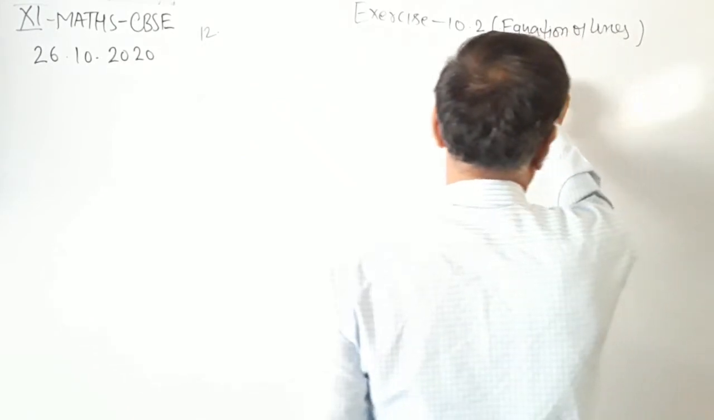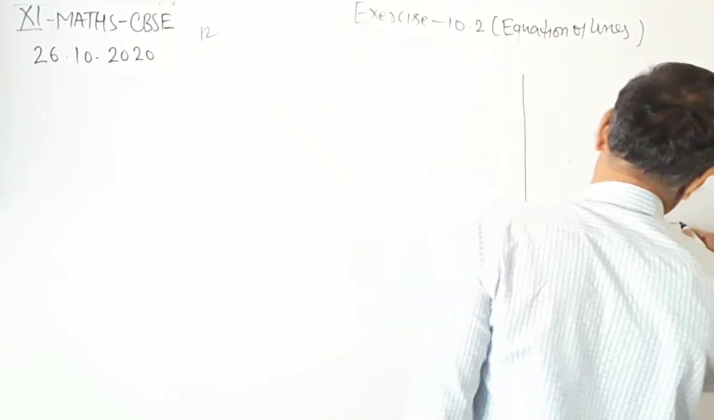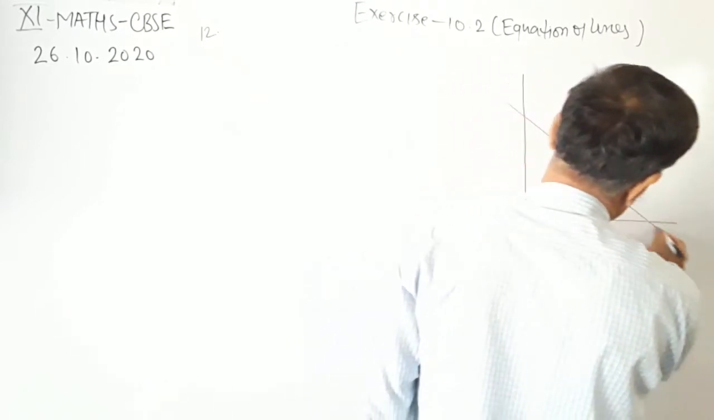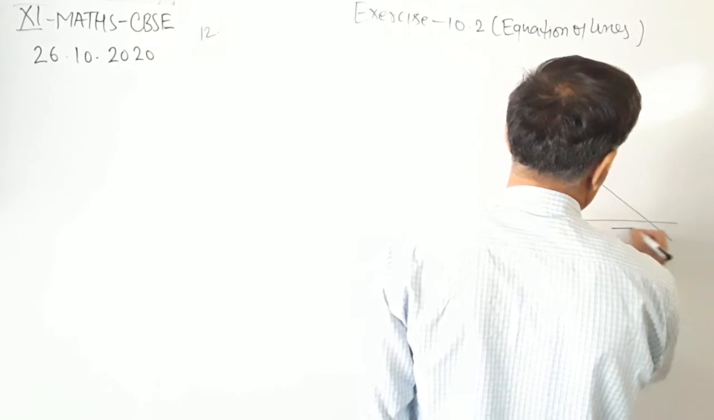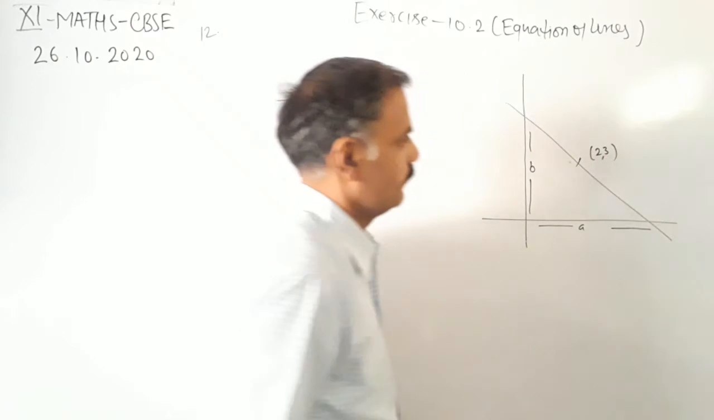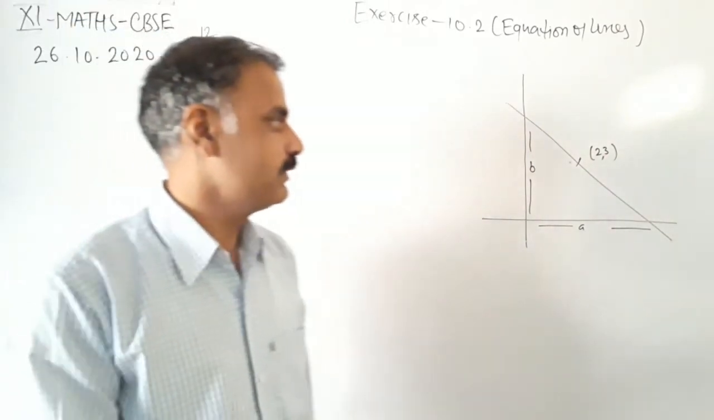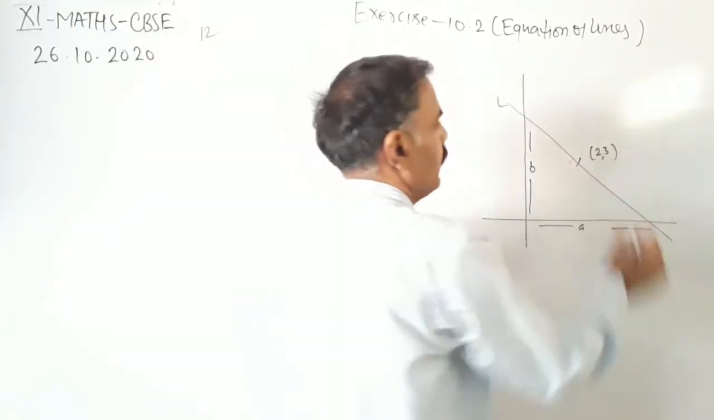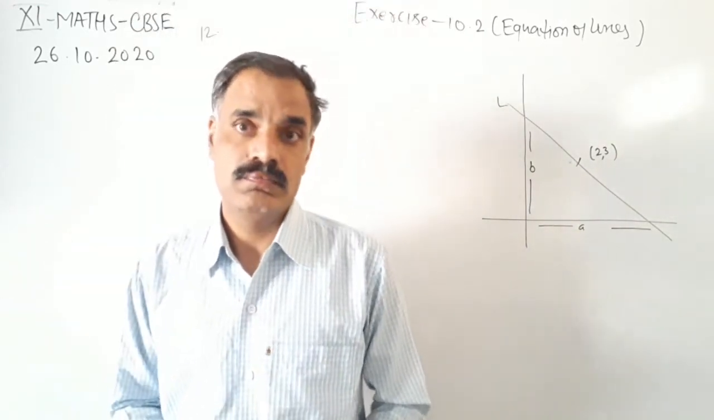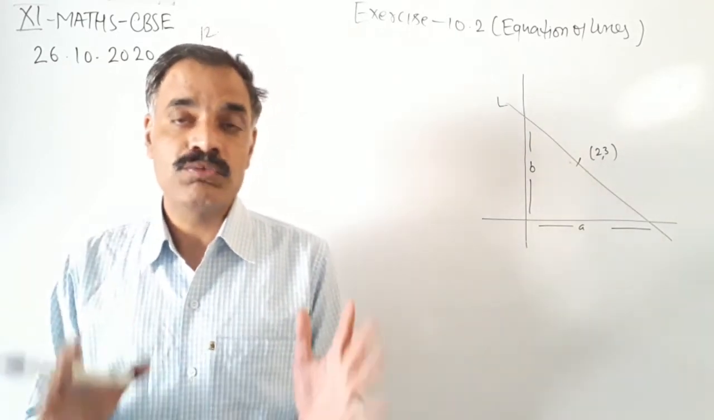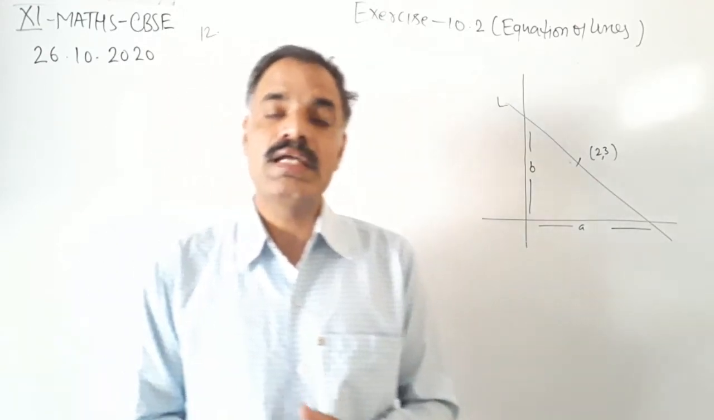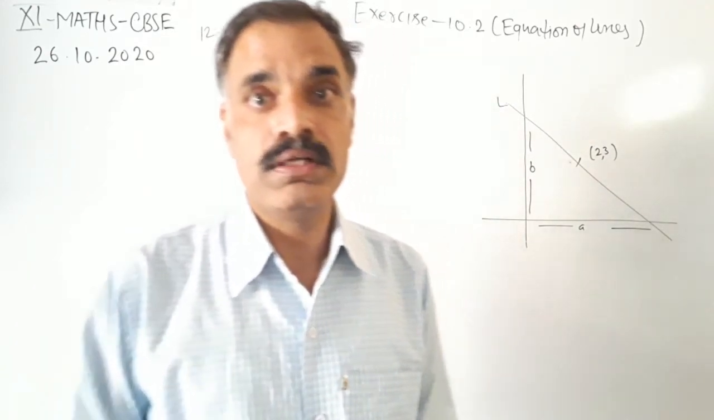Okay. So the diagram of the equation of line with the given information is like this. This is A, this is B, and passing through the point 2, 3. Okay, this information is given to us. We have to find the equation of the line L, having equal intercepts on the axis as well as passing through the point 2, 3.